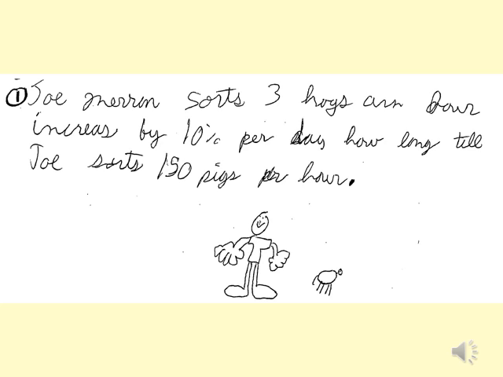It says Joe Marin sorts 3 hogs an hour, and he increases by 10% per day. How long until Joe sorts 150 pigs per hour? So you can see, obviously, somebody just had fun writing this problem, and we even have this wonderful picture of Joe and what I think is supposed to be a pig.